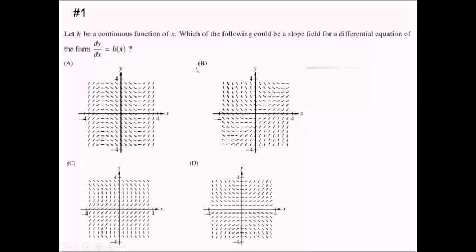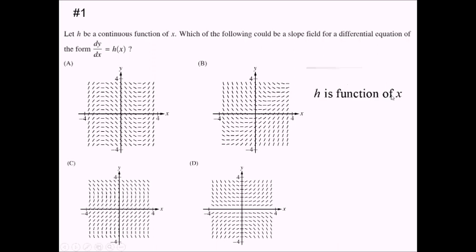For this problem, we're told that h is a continuous function of x, and we want to know which slope field could represent this differential equation of h of x. This seems kind of tricky because they didn't really give us a whole lot to go on. The key on this one is they said that h was a function of x.